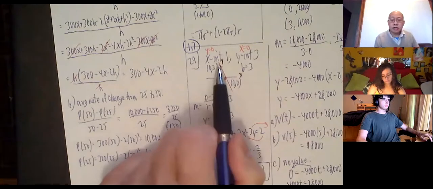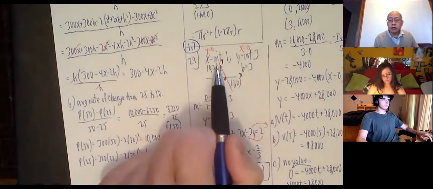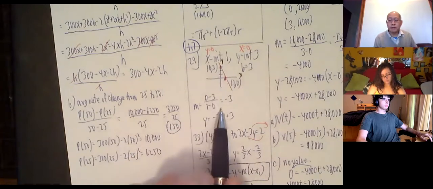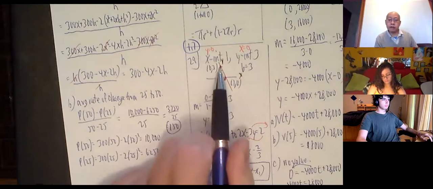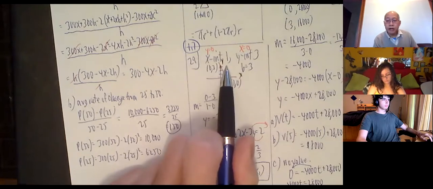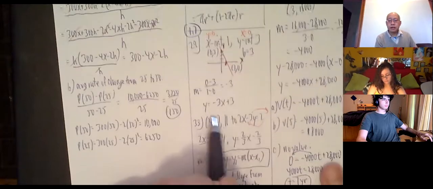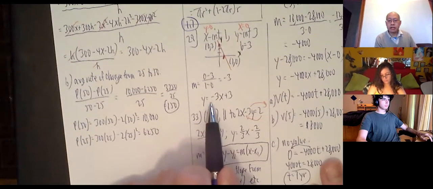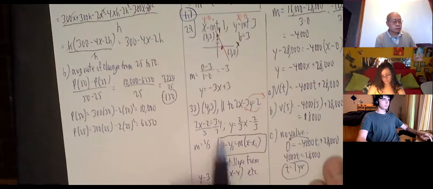And from here, it looks like I go right 1 and down 1, 2, 3. So over 1 and down 3, that means the slope is negative 3. Or you can plug into the formula. But if you go rise over run, you run 1 and you fall 3, so the slope is negative 3. So there we go. Y equals negative 3x plus 3. And that's the answer.